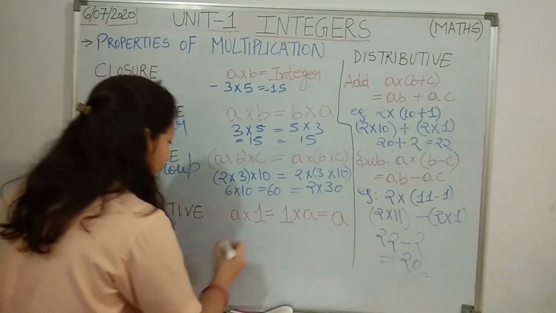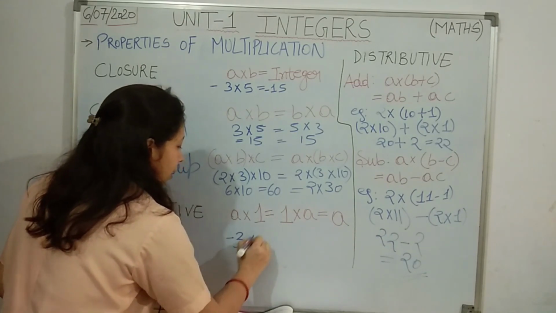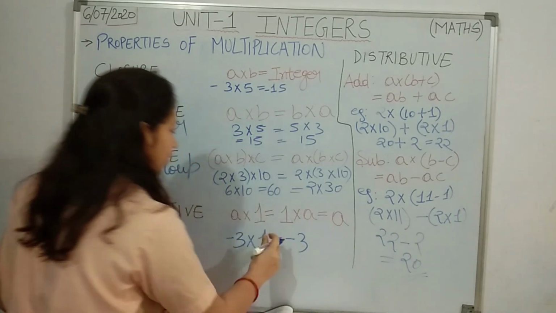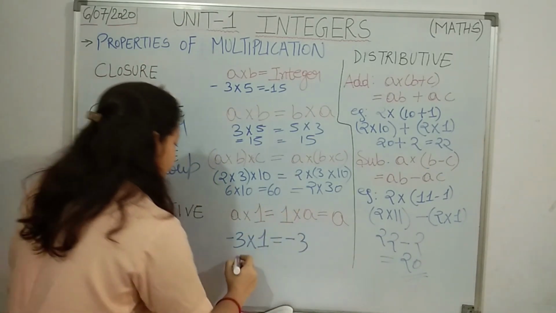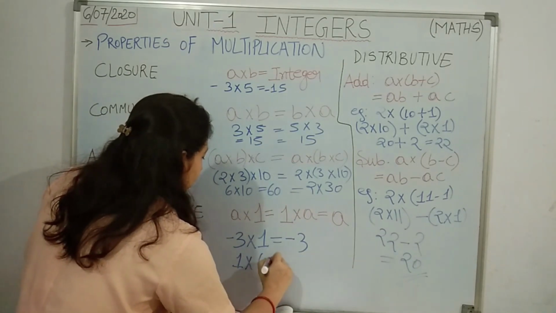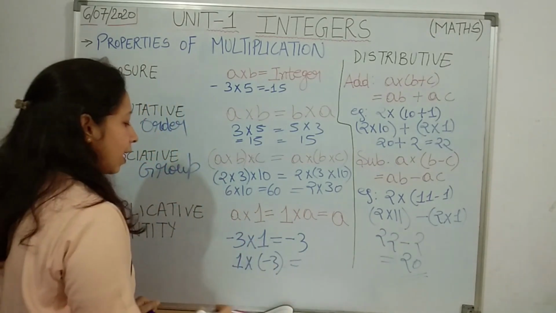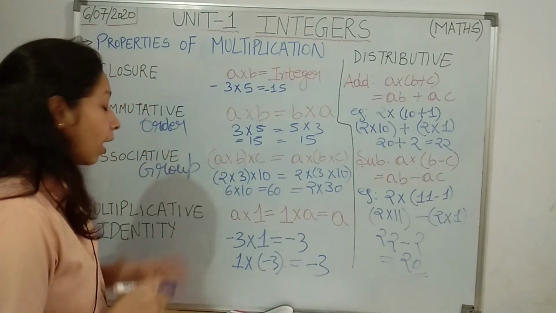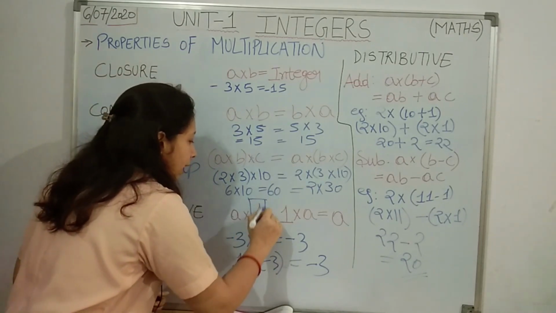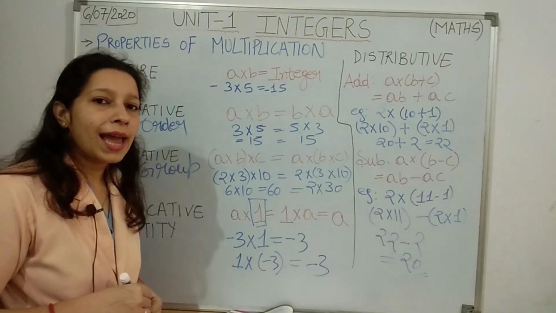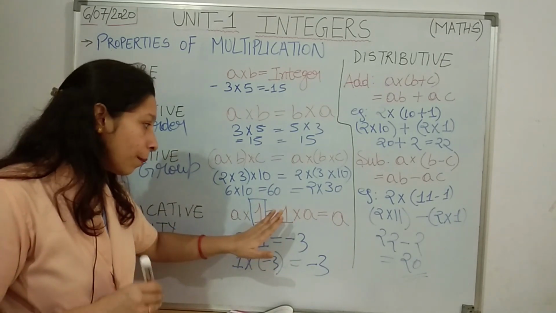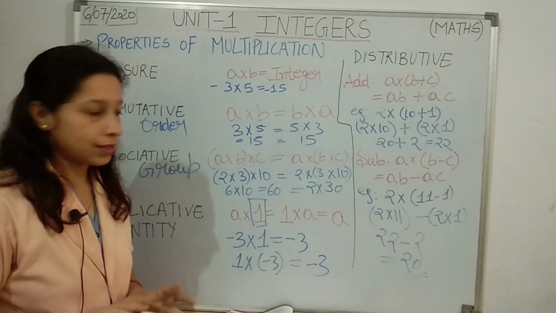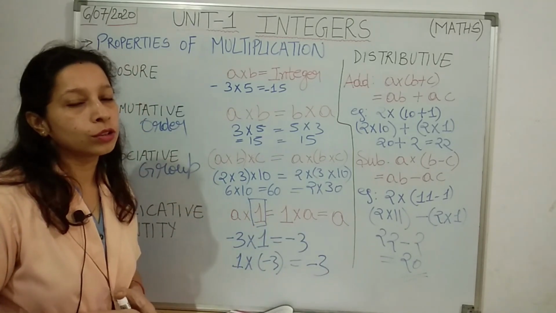For example, I am taking the integer as minus 3. So minus 3 into 1, how much will you get? Minus 3. 3 ones are 3 and the minus sign. Now 1 into a. So now I am keeping minus 3 here. 1 into minus 3, how much? Minus 3. So you can understand by this example that the multiplicative identity for any integer is 1. Whenever you multiply any integer with 1 or 1 with any integer, you are going to get the same integer as your answer. So the multiplicative identity for integers is equal to 1.